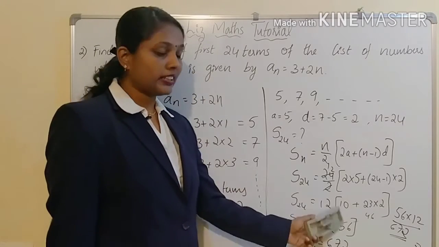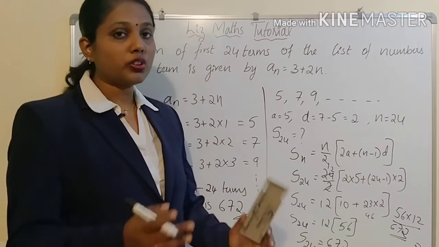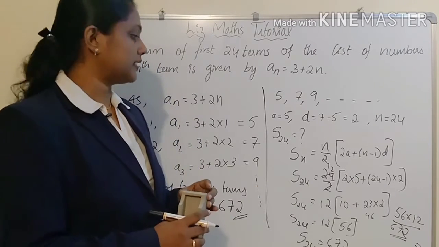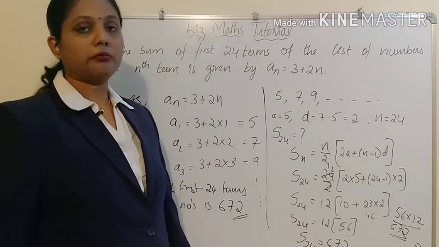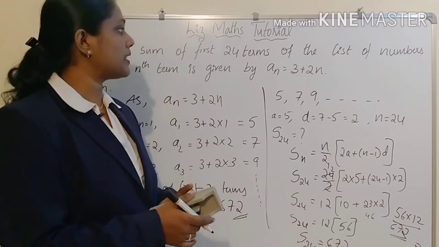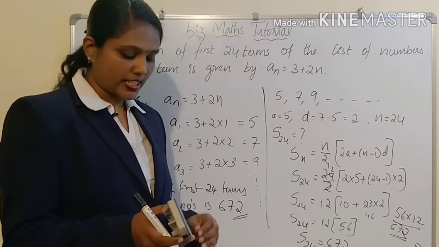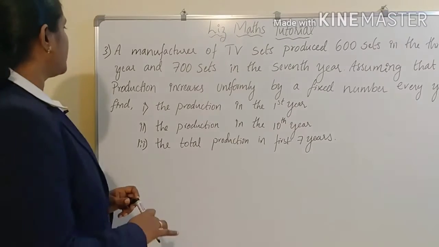Substitute that, you will get the total of 24 numbers. The sum is nothing but 672. I hope you understood this problem. Now move on to the last problem. Okay, now move on to the last example.